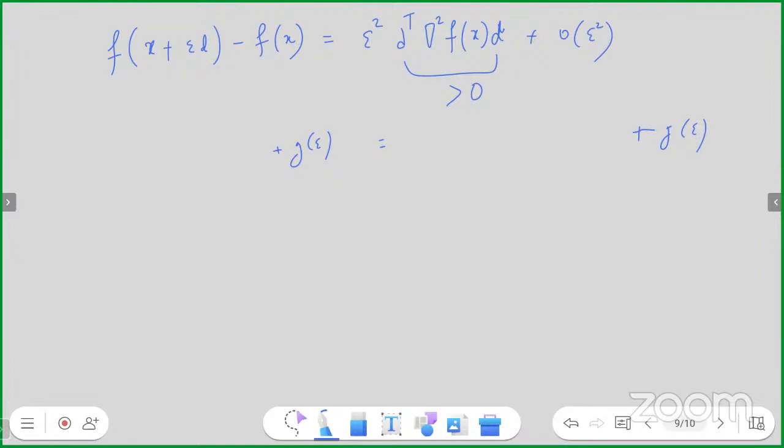But it is positive semi-definite. What is the smallest value that d transpose Hessian times d can take? The Hessian is symmetric. For symmetric matrices, what do we know? Symmetric matrices split like U transpose D U. This is the eigenvalue decomposition of a symmetric matrix.